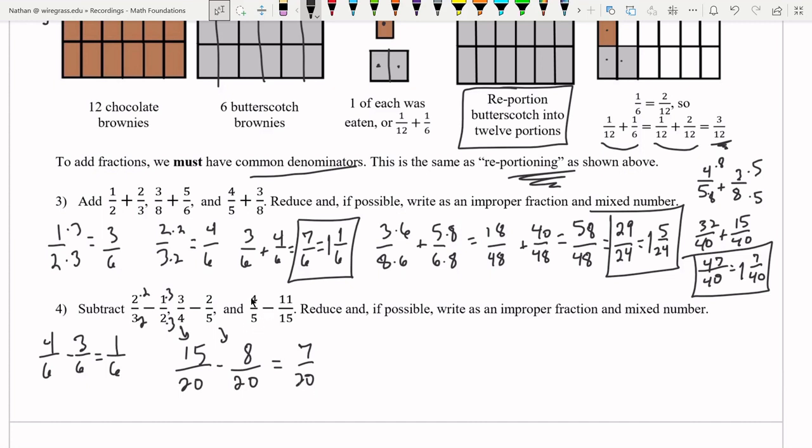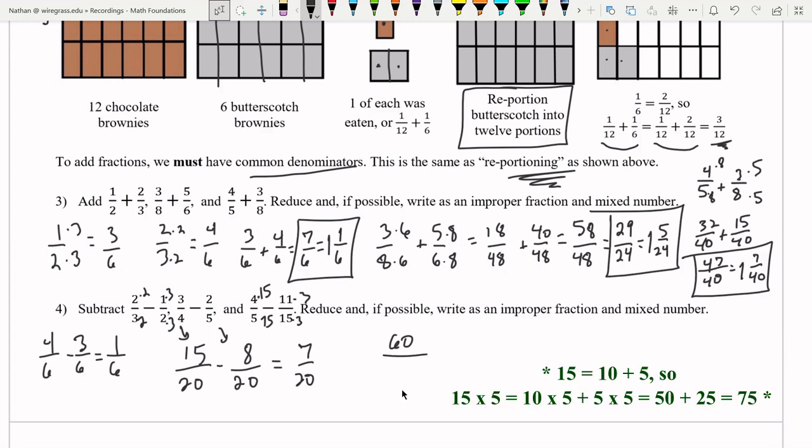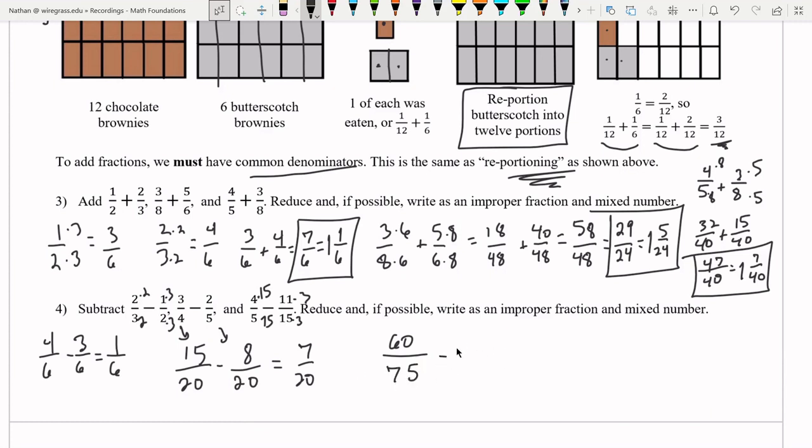Okay, and then we have 4/5 minus 11/15. So I can multiply this one by 15 and multiply this one by 3. Okay, we get 4 times 15 is 60. 5 times 15, it's going to be 5 times 10 is 50. 5 times 5 is 25, so 75. 3 times 11 is 33 over 75.